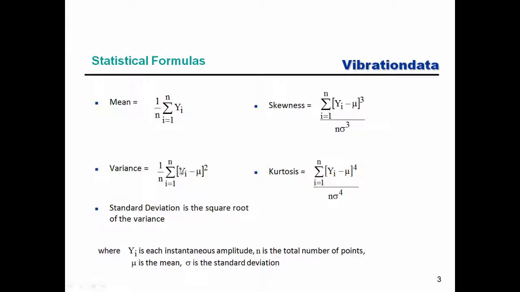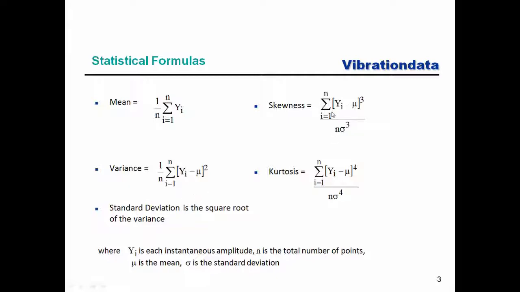Now once we have that mean value, we can calculate what the variance is. For the variance, we take the instantaneous amplitudes, subtract out the mean, take that difference squared, take the summation up to n number of points, then divide by the total number of points. That is the variance. Really we don't think much about variance unless maybe we're doing some kind of chi-square distributions or something. The more common parameter we deal with is the standard deviation, which is the square root of the variance. So that's how we calculate standard deviation.